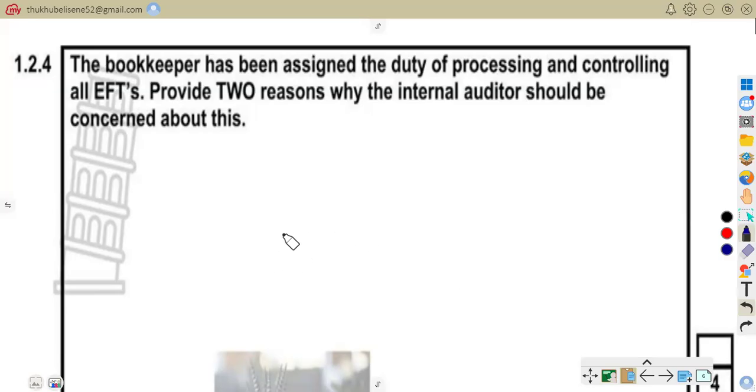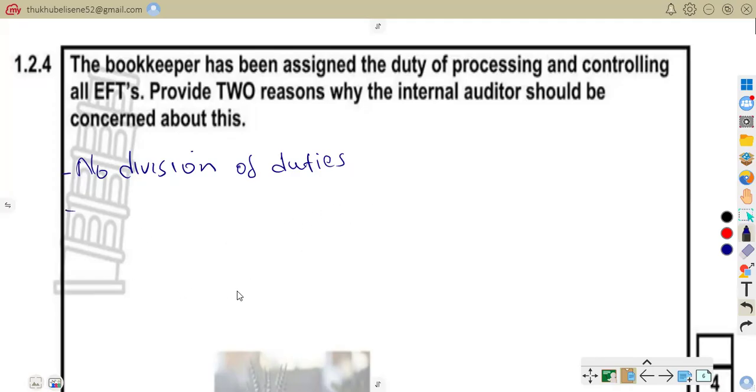One reason is that there is no division of duties. Meaning to say, one person does everything, no checking. So that is why the auditor is going to be concerned about this. For example, a bookkeeper makes a payment and records it. No one verifies if it is correct or not. So that is the reason why our auditor is concerned.